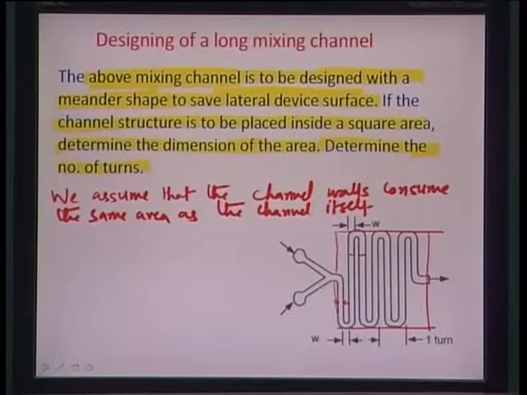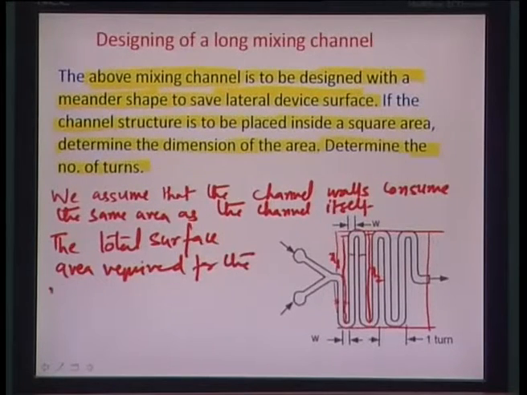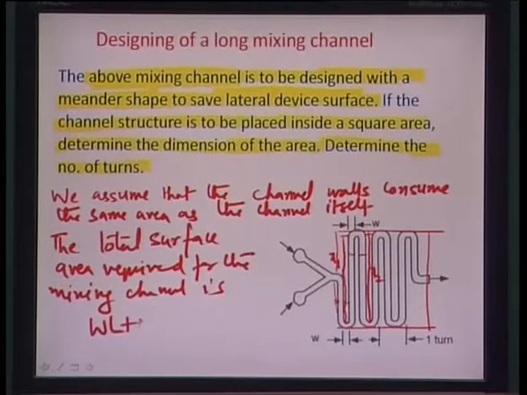So now something interesting can be done here. Let us suppose that this dimension here, all the way up to here, is x1. Similarly, you have another dimension x2 here, and so on and so forth. So the total surface area required for the mixing channel is WL of the channel area plus WL of the wall area, or WX1 and WX1, I am sorry, WX1 for this particular one turn.